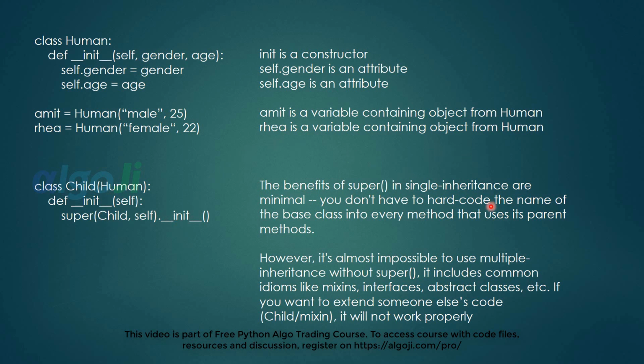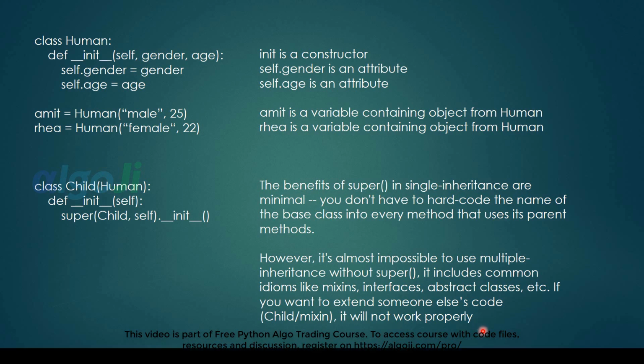The benefit of super in single inheritance is minimal, in that you don't have to hardcode the name of the base class into every method that uses its parent's method. However, it is almost impossible to use multiple inheritance without super. It includes common idioms like mixins, interfaces, abstract classes, etc. If you want to extend someone else's code, which is what we are doing using the AlgoJi package, it will not work properly without the super keyword.